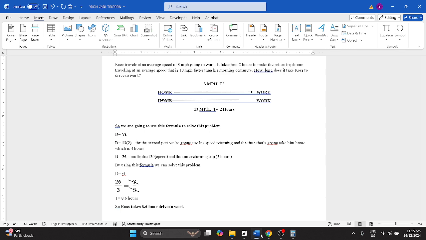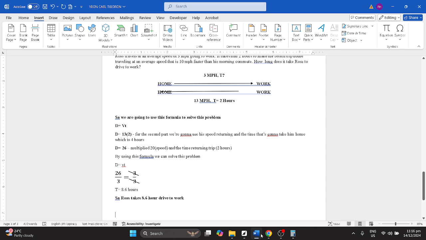The velocity going to work is multiplied by 2, which is the amount of hours it takes him to make the return trip home. For the second part, we're going to use his speed and the time it's going to take him home, which is 4 hours. Then we'll come up with the answer, D equals 26. We multiplied by 20 for the returning trip, which is 2 hours. By using this formula, we can solve this problem.